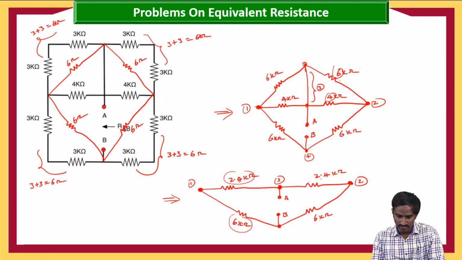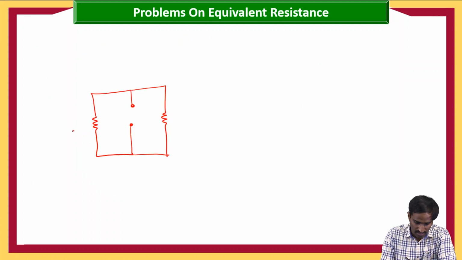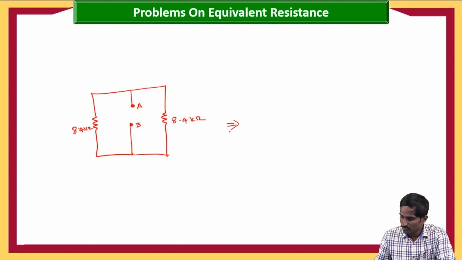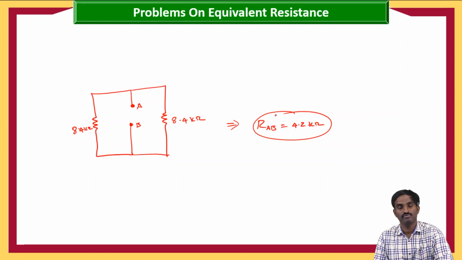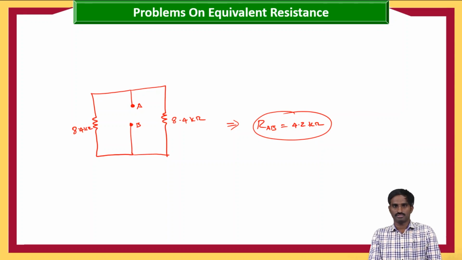So what are these values? Here 2.4 plus 6, here it is 8.4 kilo ohms, and here also it is 8.4 kilo ohms, and here it is A and B. So these 8.4 are in parallel, because they have two common points. Then 8.4 divided by 2 gives 4.2. So RAB is equal to 4.2 kilo ohms. So this is how we need to find the equivalent resistance.